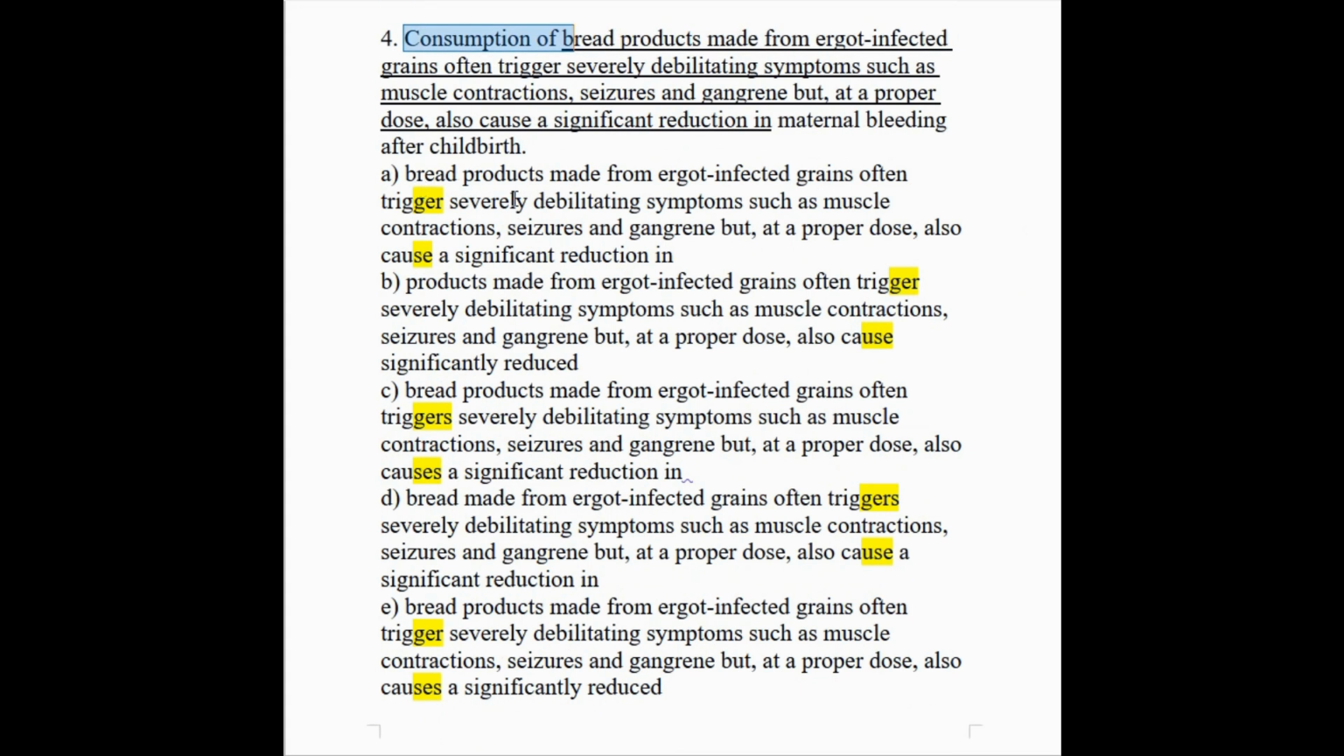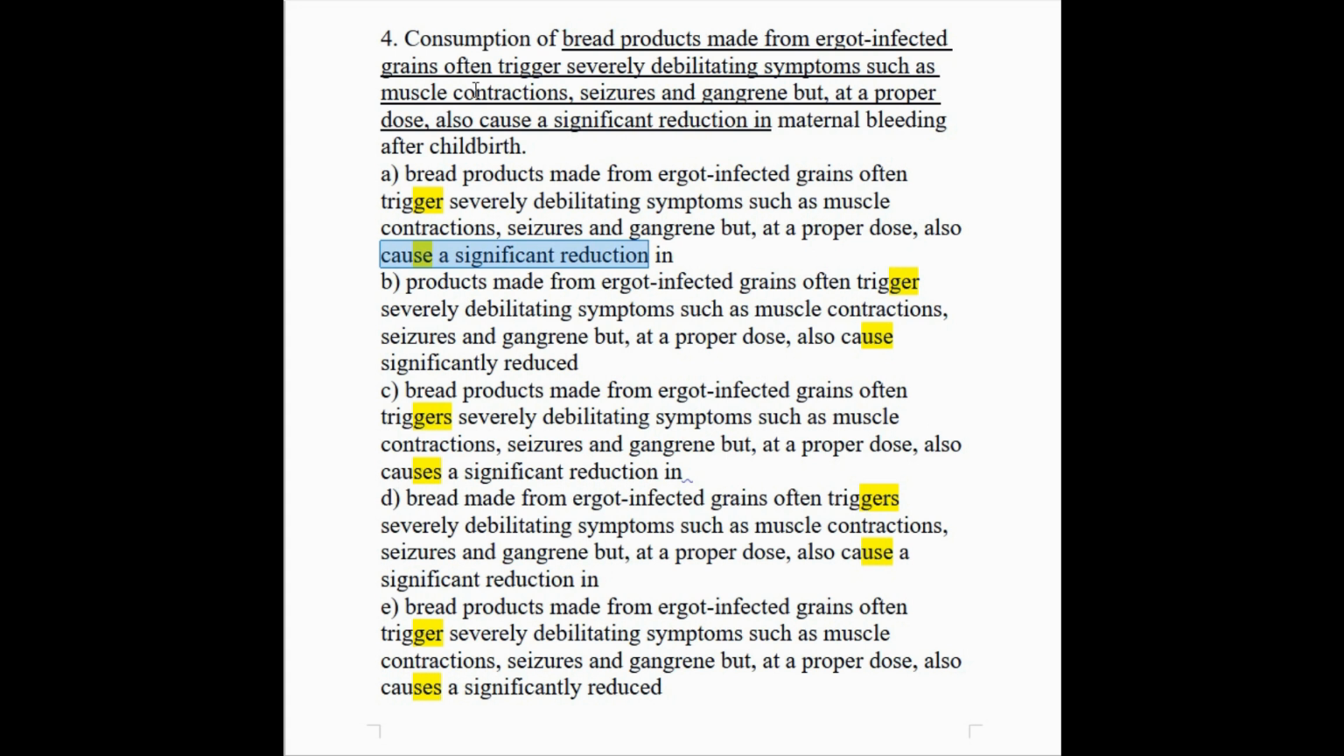And of course, I'm telling you straight away that this is about subject-verb agreement, and so I have highlighted the two verbs, because there are actually two verbs in this sentence, and only one subject for both the verbs. So that does mean that they ought to be both in the singular form or both in the plural form, depending on whether we have a plural or singular subject. Okay? And so to find out what the subject of trigger is, or the subject of cause, you have to ask yourself, what triggers severely debilitating symptoms, and what causes a significant reduction in maternal bleeding after childbirth?